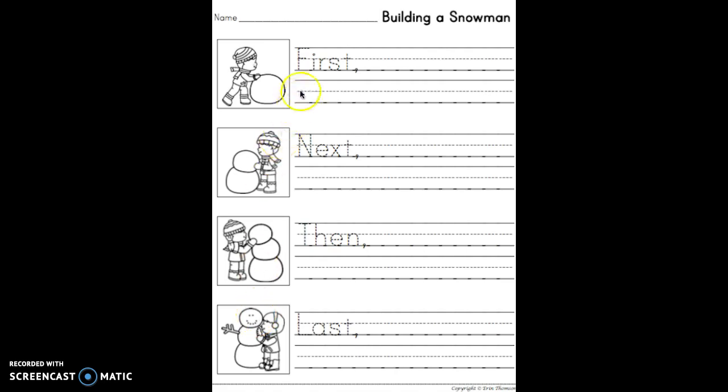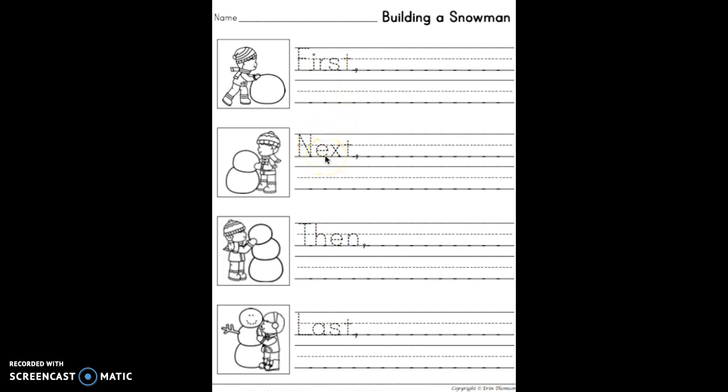snowman. So what you're going to be doing is noticing that this word says first, this one says next, this one says then, and this one says last. So what you need to do is look at the picture and decide what they're doing, and you're going to write that right here. So first, he rolled a snowball, and then you'll put a period.